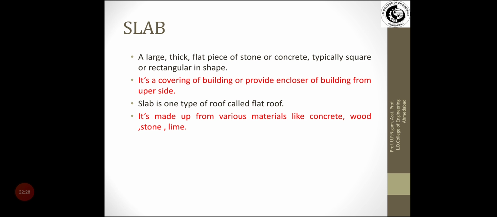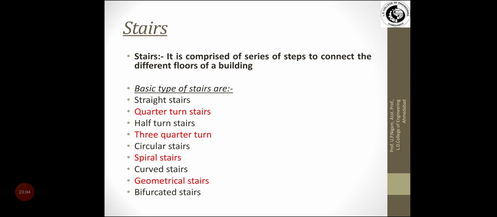Now comes the slab. What is a slab? Slab is one type of beam in itself, but the most commonly used term is slab from the technical civil engineering point of view. It is a large, thick, flat piece of stone or concrete, typically square or rectangular in shape. It's a covering of a building or provides enclosure of the building from the upper side. Slab is one type of roof called a flat roof. It's made up of various materials like concrete, wood, stone, lime, etc. So different types of buildings are there.